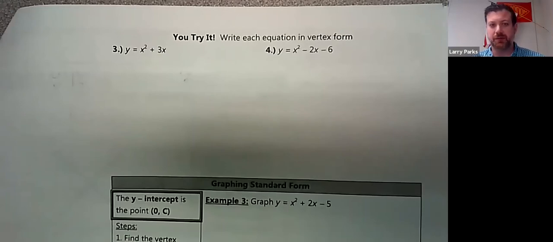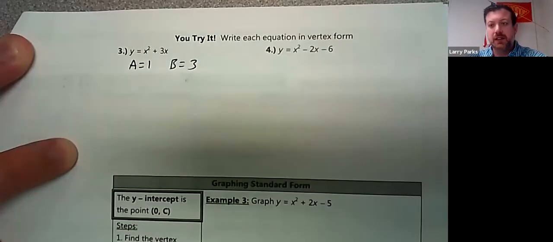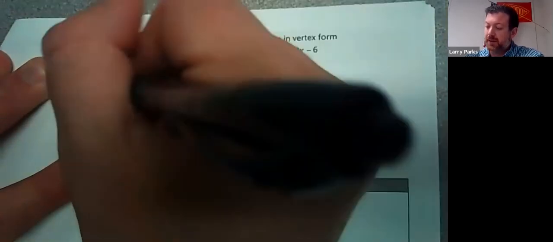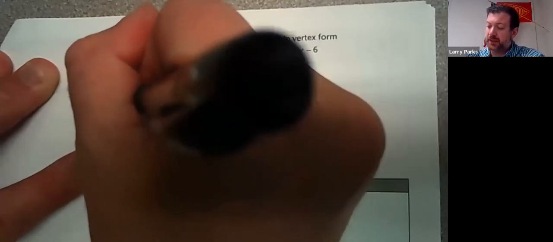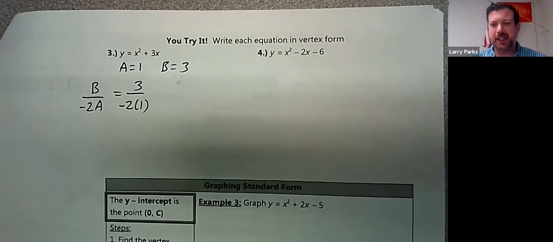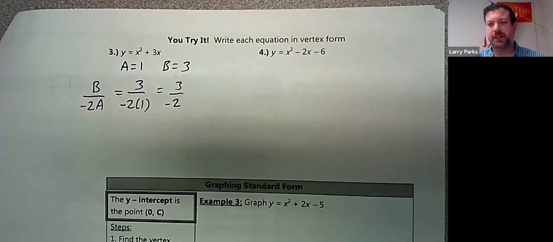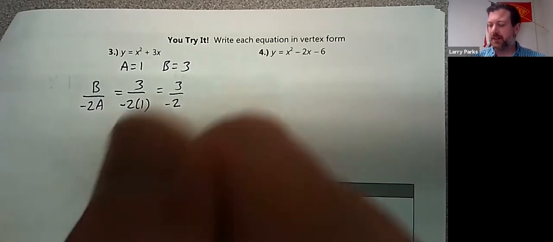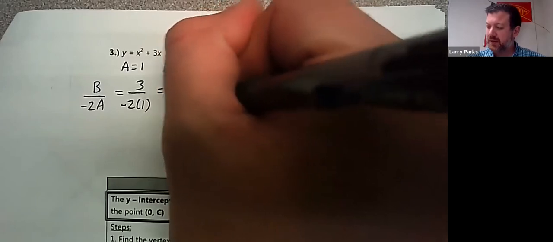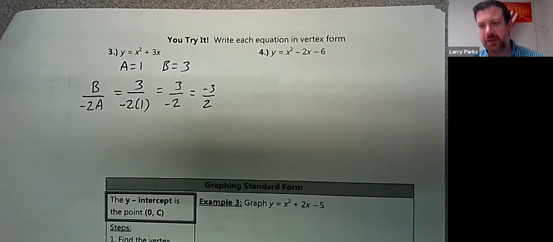Let's write this in vertex form. So I'd say a is 1, b is 3. I would plug into my formula, which is b divided by negative 2a. So b is 3, a is 1. And then you get negative 2 times 1 is negative 2. So you could either leave that as negative 3/2, or, I mean, it doesn't really matter. Well, it's probably better to leave it as a fraction. But if a fraction scares you, that's negative 1.5, same thing.